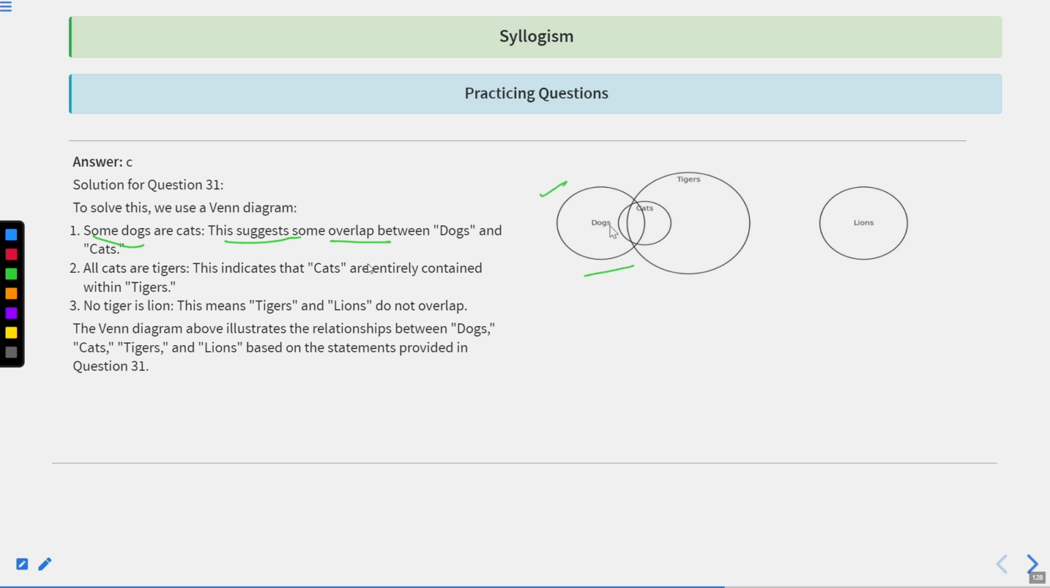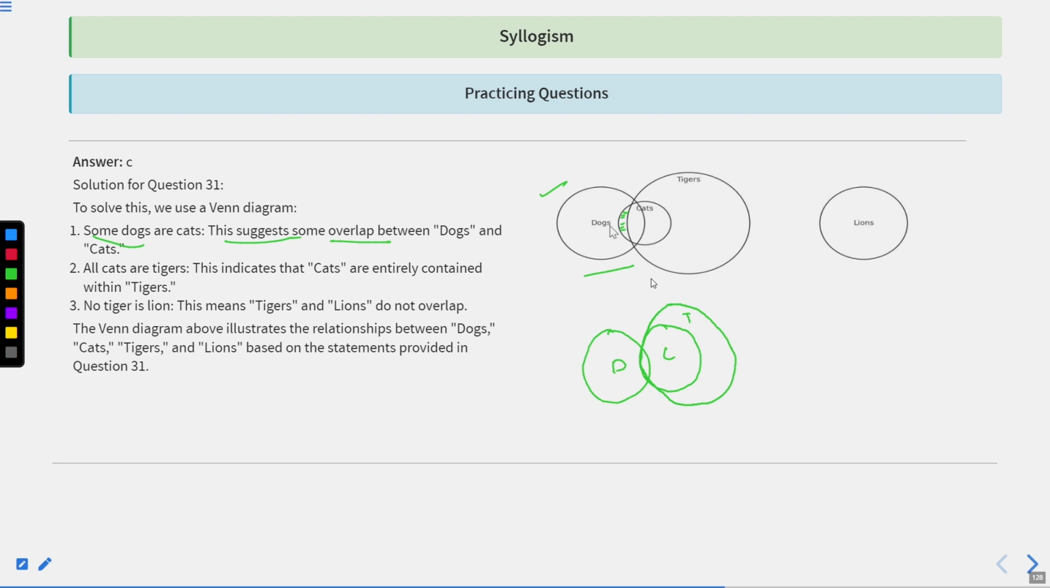Second says all cats are tigers. Is it inferring that all cats are tigers? No, it is actually not representing the same, because there is a certain portion of cats which is outside the purview of tigers. The correct representation would have been: this is dogs, this is cats. Now it is saying all cats are tigers, so all cats should be inside, and this is tiger.